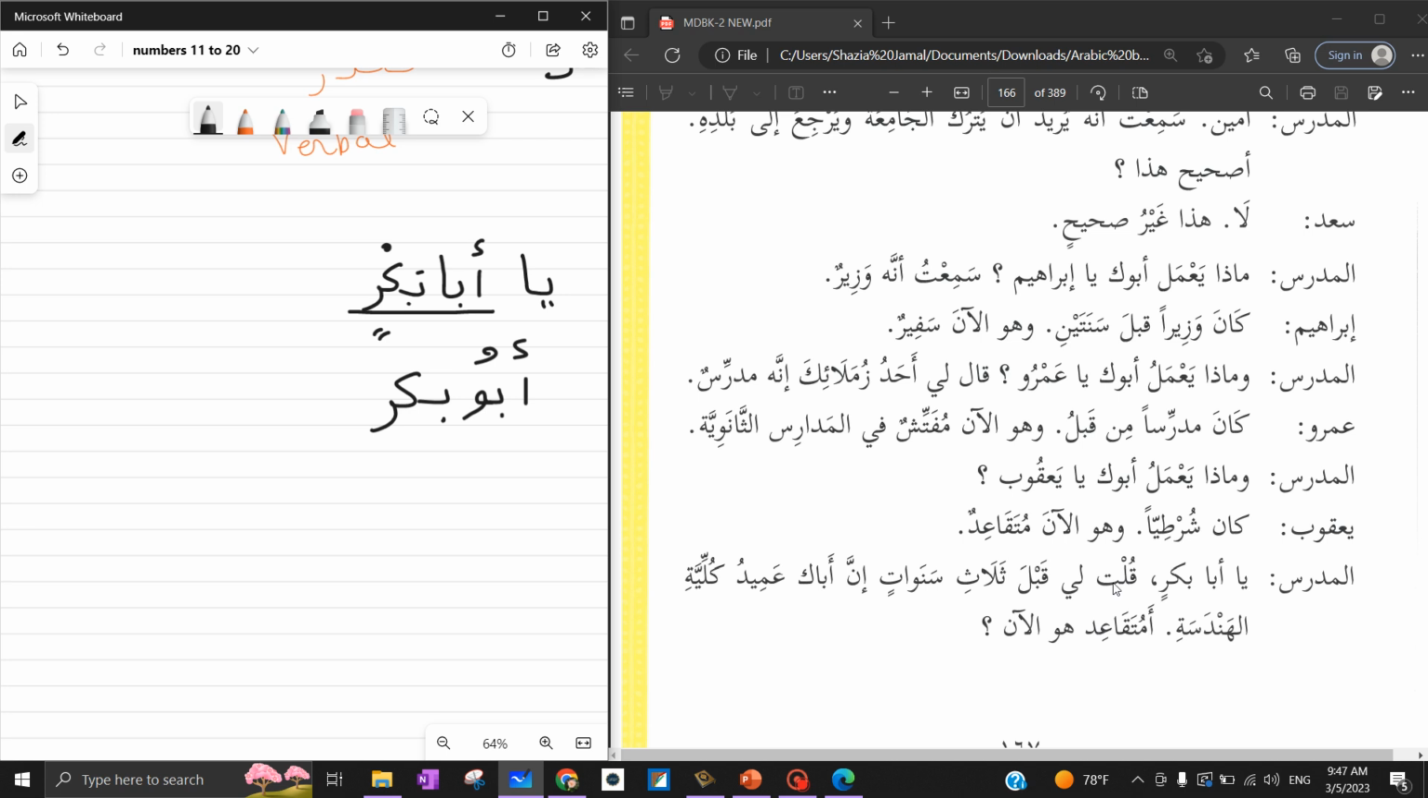Sorry, kulta li, you told me. Now the teacher is saying to Abu Bakr that you told me qabla thalathi sanawat, meaning before 3 years. This is the rule. What is the rule of thalathi sanawat? Can anyone guess? What number rules are applying here?